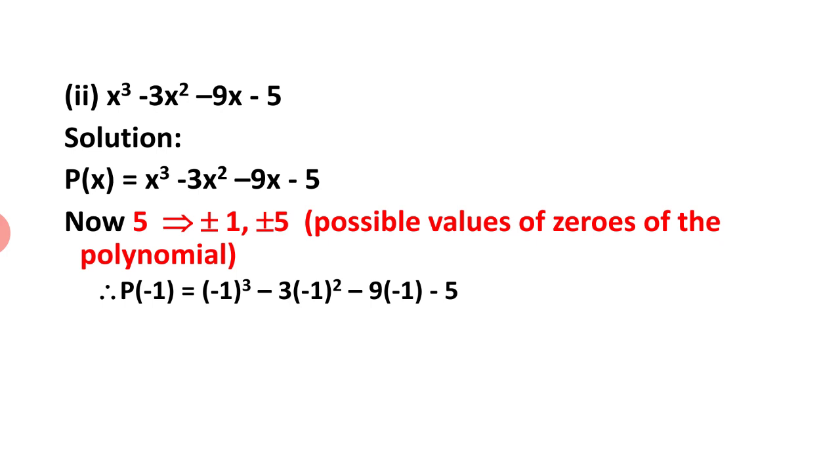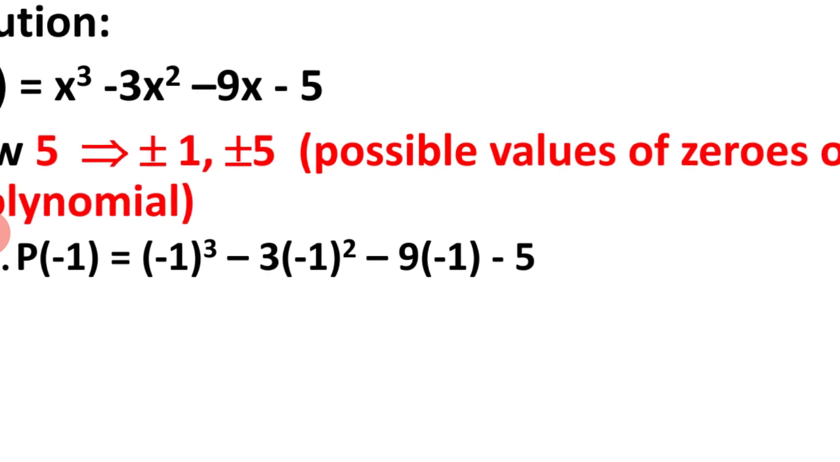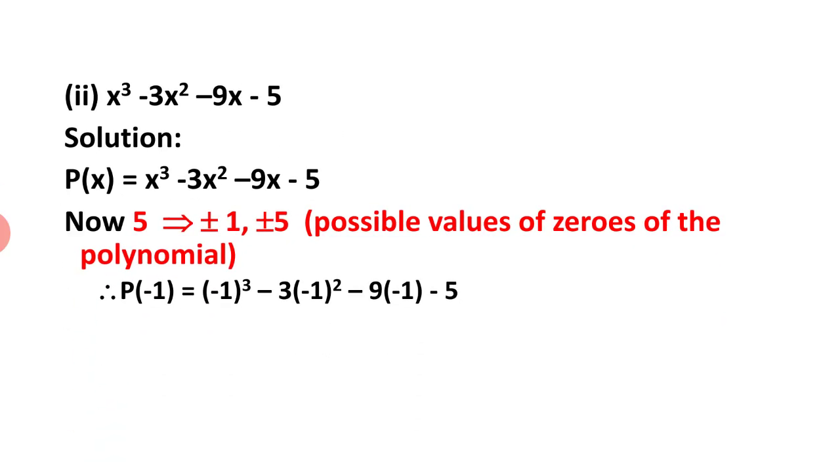So p of minus 1 I have taken. So minus 1 whole cube, minus 3 into minus 1 square, minus 9 into minus 1, minus 5. So minus 1 cube will be minus 1, minus 1 square will be 1, and minus 9 into minus 1 will be plus 9. So let us go for the step. It is minus 1, minus 3, plus 9, minus 5.